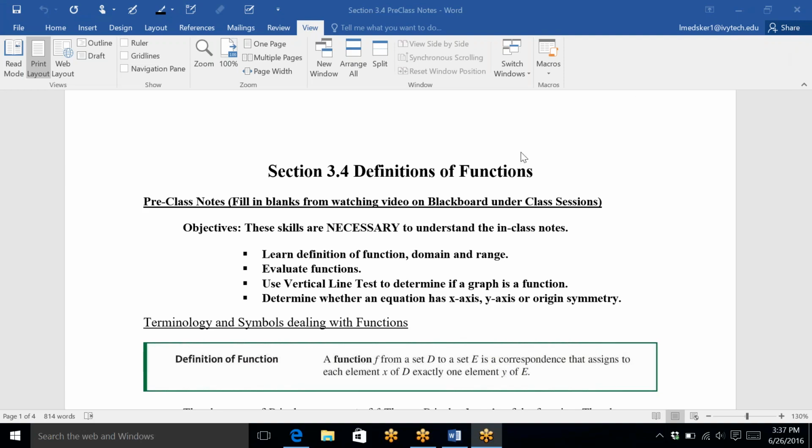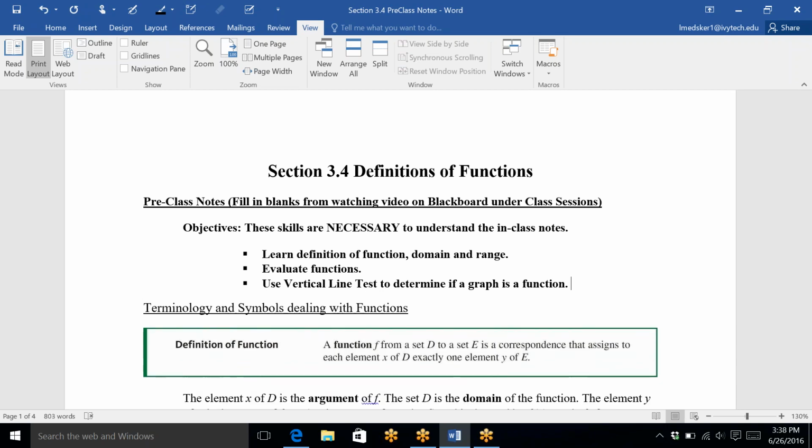Okay, this is pre-class notes for section 3.4. Objectives are to learn the definition of a function, domain, and range, evaluate functions, and use the vertical line test to determine if a graph is a function. Sorry, that's an extra one left over from the last section. We can mark through that one. I did not catch that it needed to be deleted. So yeah, just 3 objectives.